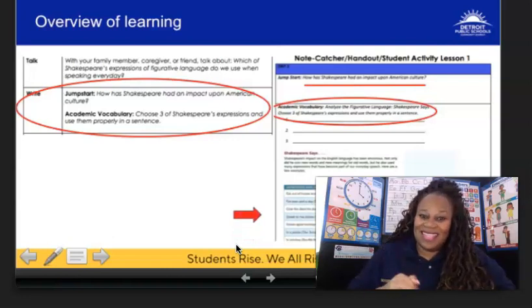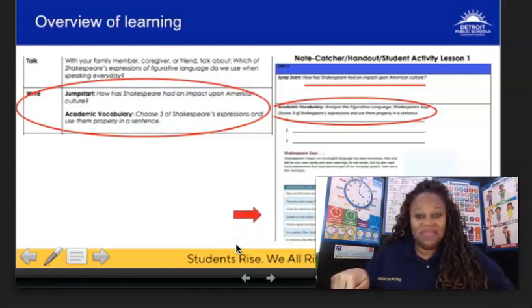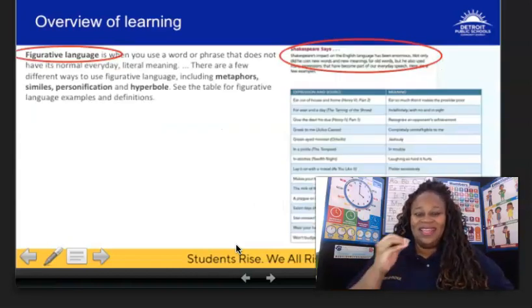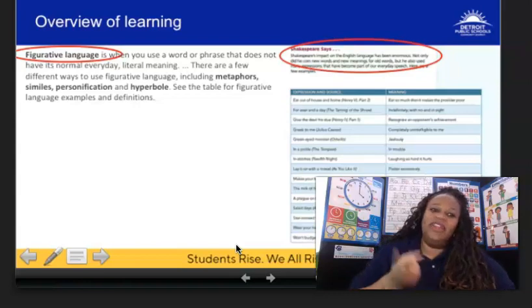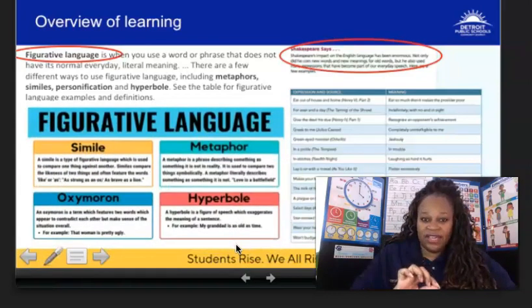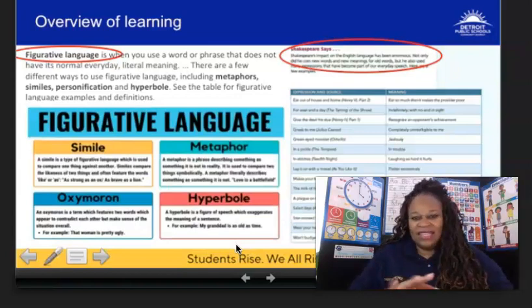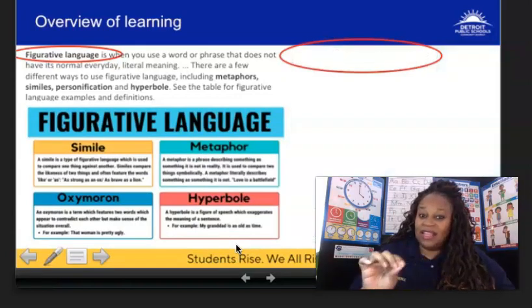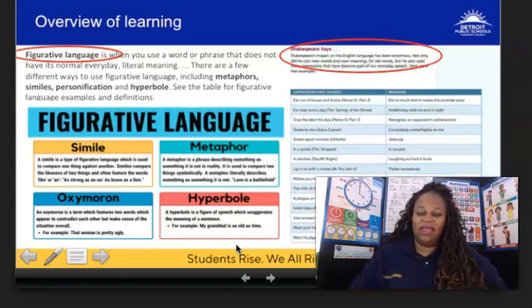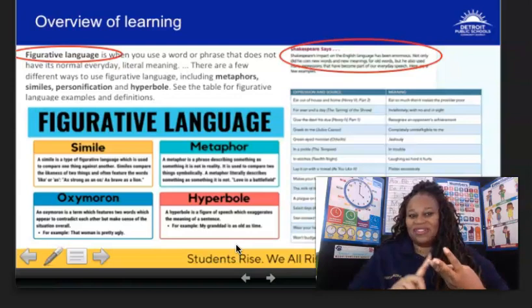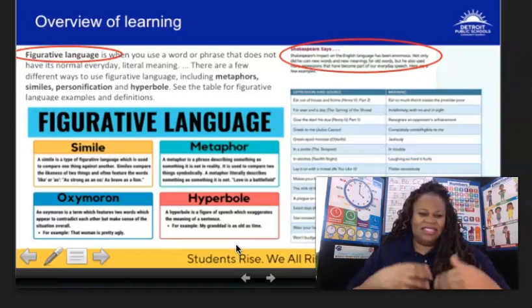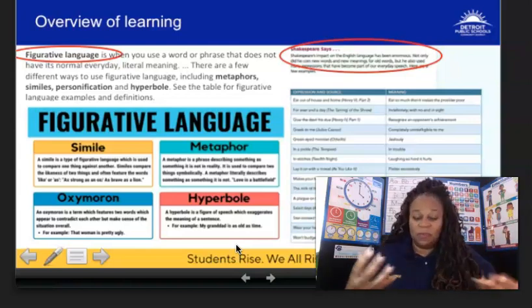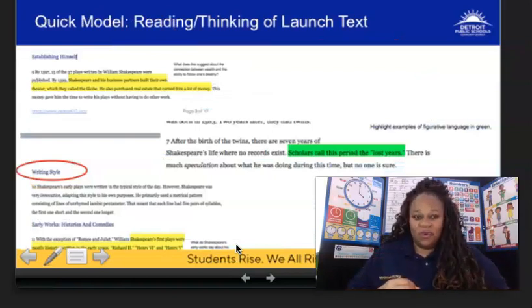Did you know that that saying was from Shakespeare? It was. So, using examples like this, we will learn about figurative language. What is figurative language, you might ask? Figurative language is when you use a word or a phrase not in its everyday use, not its literal meaning, but figurative meaning. It includes similes, metaphors, oxymorons, and hyperboles, comparisons, exaggerations, and it's a way of speaking in poetic form.